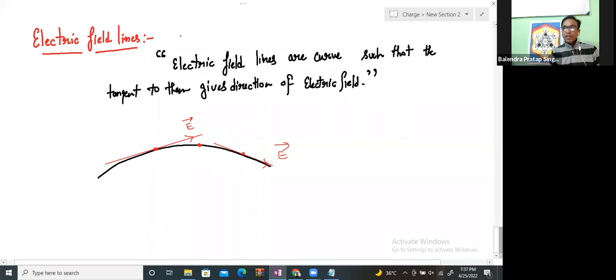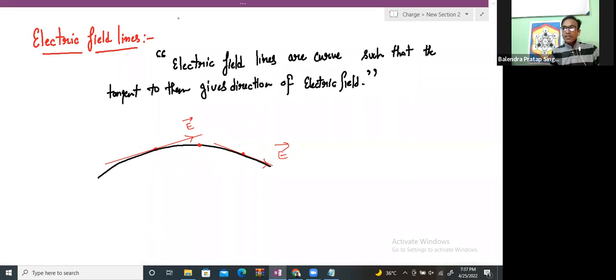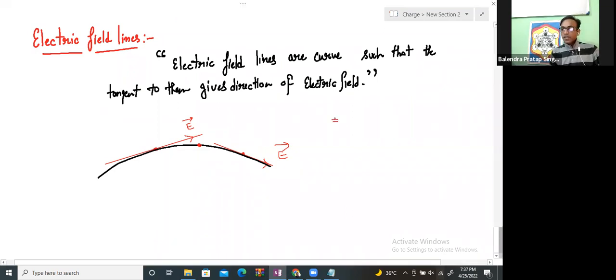One more point you can write related to electric field lines is that electric field lines are a geometrical and pictorial representation of the electric field.